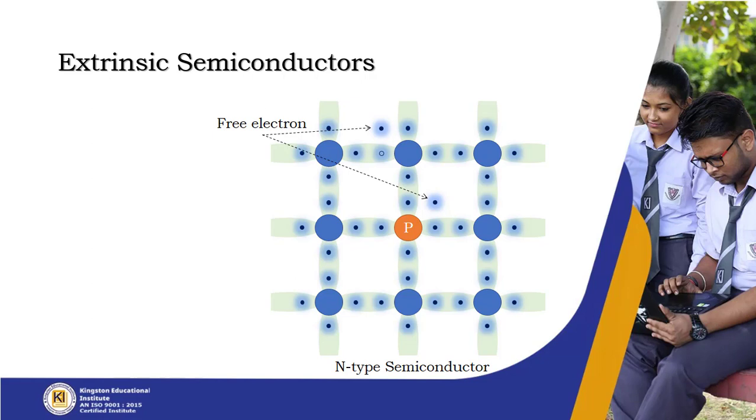For example, we can add phosphorus. Phosphorus has 5 outermost orbital electrons. Out of these, 4 electrons make covalent bonds with neighboring silicon atoms, and one electron is always free.